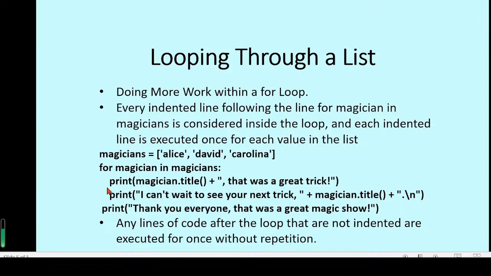So we can write print(f"{magician.title()}, that was a great trick.") and print(f"I can't wait to see your next trick, {magician.title()}.\n"), with a new line. Then after this for loop has finished, we can print a single message. But this statement is not considered inside the loop. Any lines of code after the loop that are not indented are executed once without repetition.